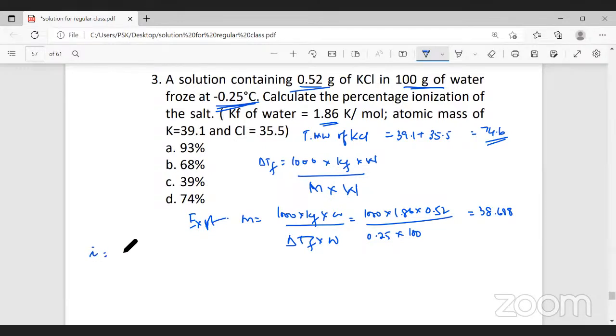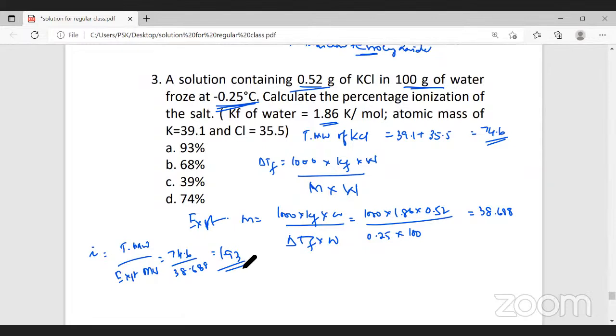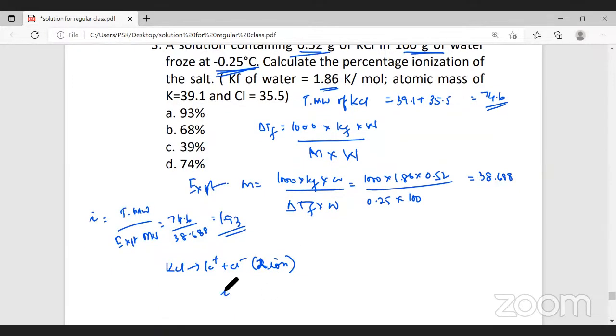Now, what is the Van 't Hoff factor? It is the theoretical molecular mass divided by the experimental molecular mass. The theoretical molecular mass is 74.6. The experimental molecular mass is 38.688, which we just calculated. It is equal to 1.93. So the Van 't Hoff factor is 1.93. We know that KCl dissociates to form K+ and Cl-. How many ions is it giving? It gives 2 ions. One molecule of KCl gives 2 ions. So n will be 2.